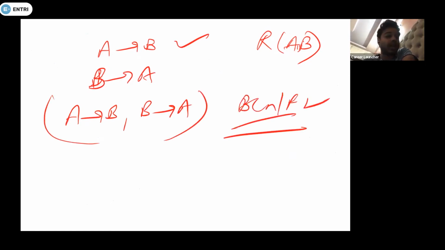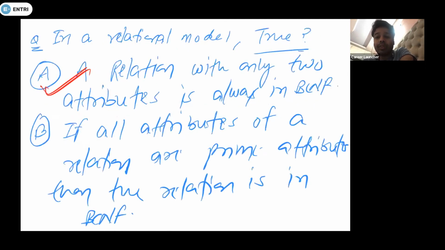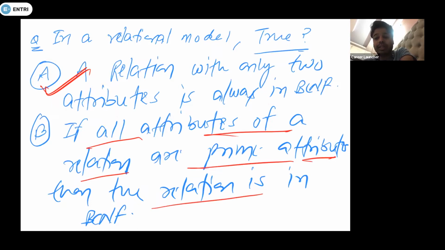So it is correct one. A relation with only two attributes is always in BCNF. It's correct one. Okay. Then the second one is: if all attributes of a relation are prime attributes, then our relation is in BCNF. Okay, it is a false one.